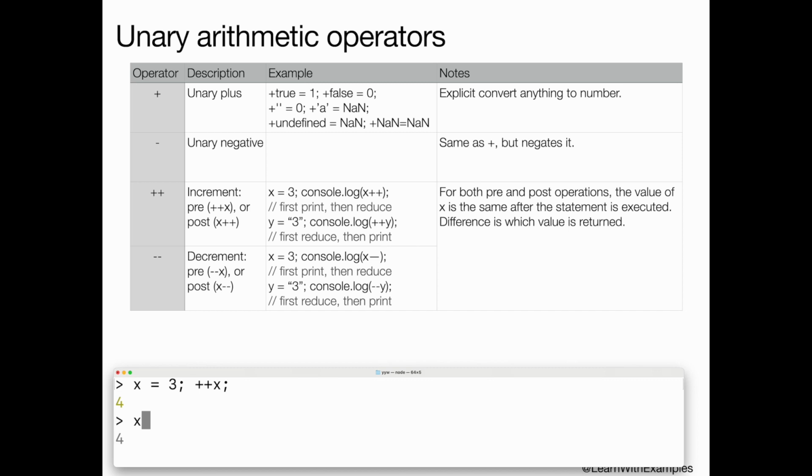Decrement. The decrement operator is the opposite of the increment operator. It reduces the value by 1, with two versions of prefix and postfix as well. If y equals 3, the output of y minus minus is 3, whereas the output of minus minus y is 2. In both cases, the value of y is reduced to 2 after the decrement operation.